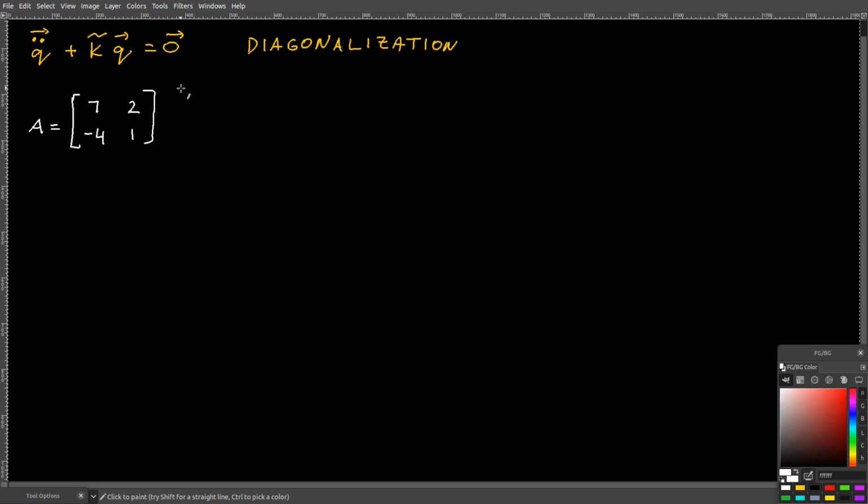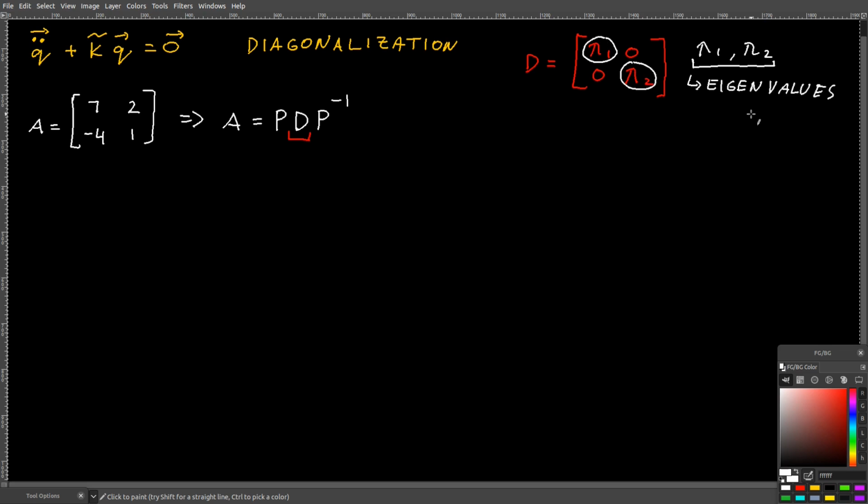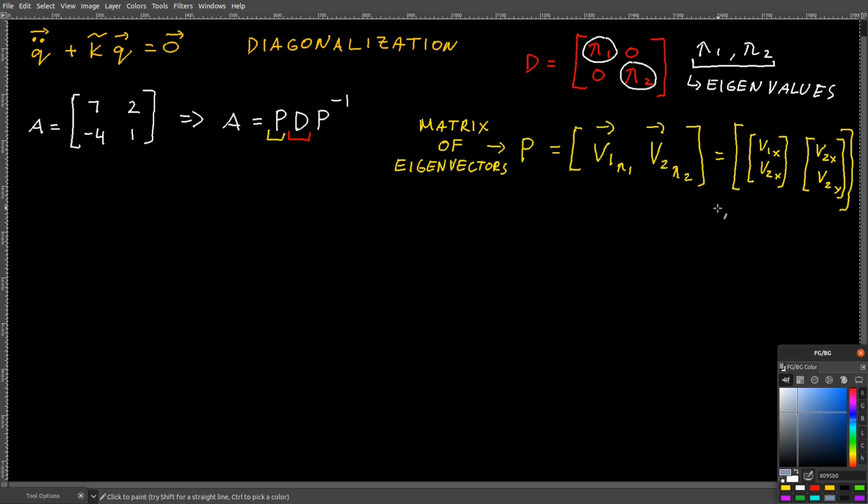Let's say that we have this matrix, and I want to diagonalize it. What does it even mean to diagonalize a matrix? It means that you will write it out in this form, where D is a diagonal matrix, where the entries in the diagonal are the eigenvalues of matrix A. And then matrix P is a matrix of eigenvectors, and those eigenvectors are organized in columns corresponding to their respective eigenvalues.